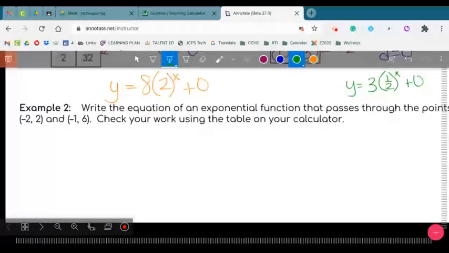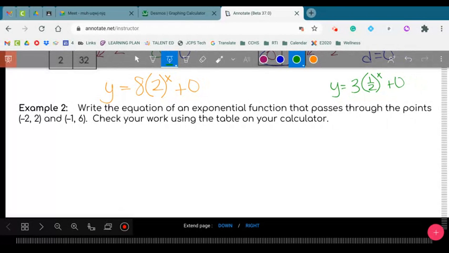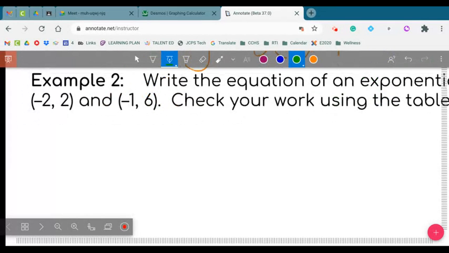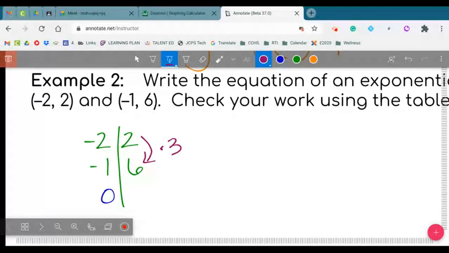Example 2 says, write the equation of an exponential function that passes through the points -2, 2, and -1, 6. Check your work using the table in your calculator. So you want to create a table and put these points in. So I have -2, 2, and -1, 6. I'm going to have to find my 0. Let's look. From 2 to 6, I'm multiplying by 3. So to get to the next number, I have to multiply by 3 again. 6 times 3 would be 18.